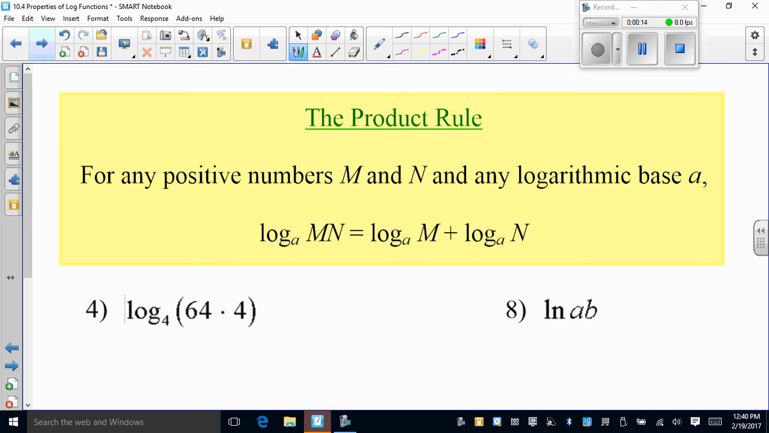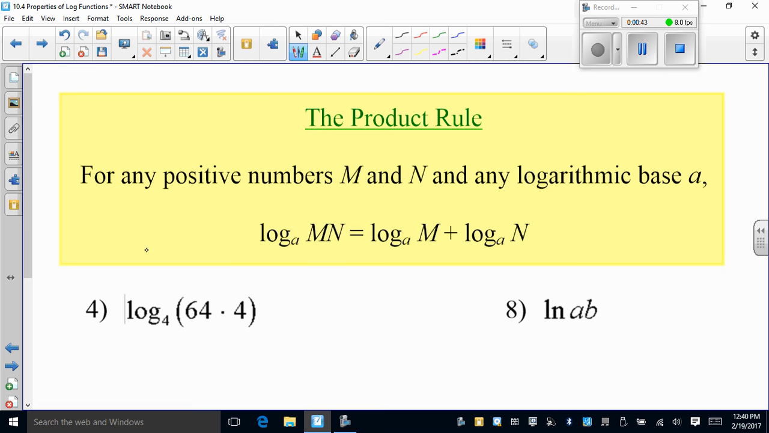So the product rule. For any positive numbers m and n and any logarithmic base a, log base a of mn is equal to log base a of m plus log base a of n. Here's the deal on this. Remember, logarithms are exponents, so they follow the exponent rules. If your base is the same and you're multiplying, you can add your exponents in the end.